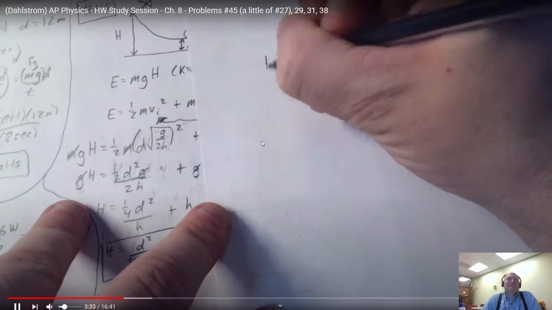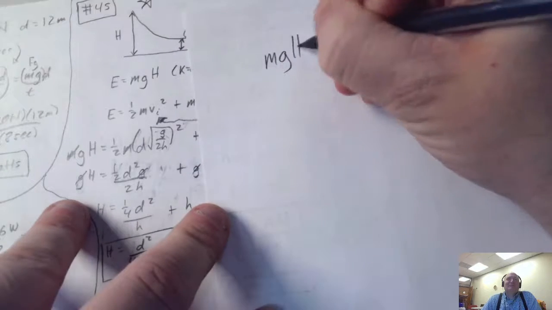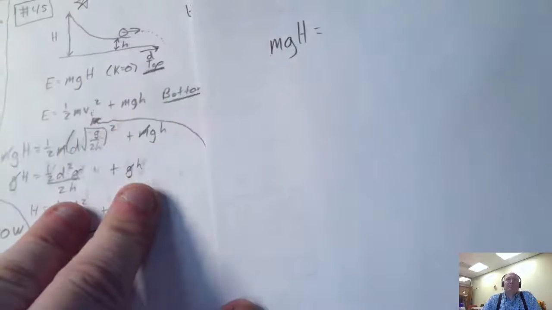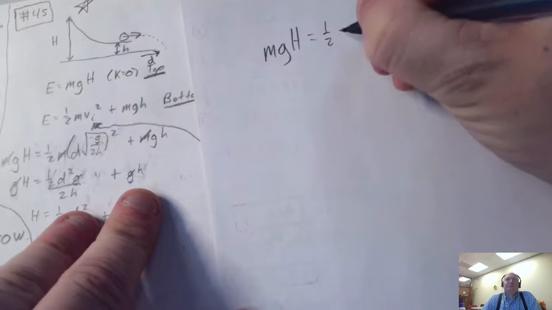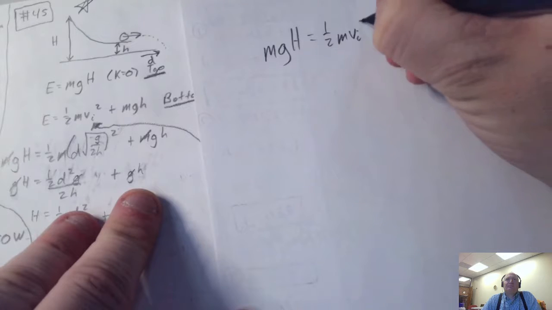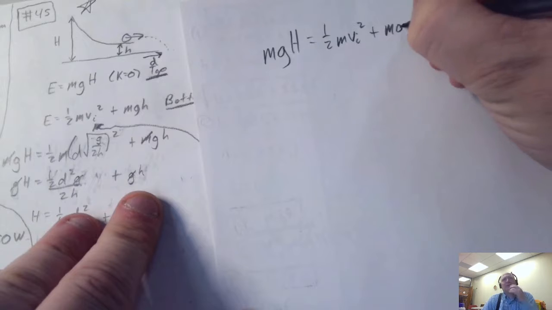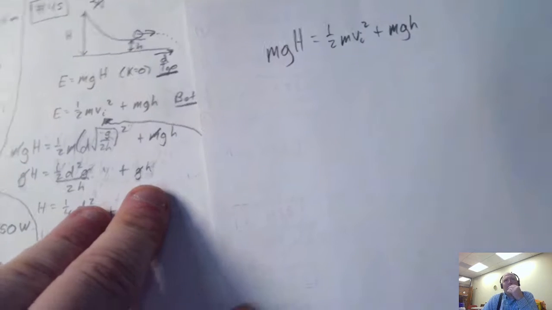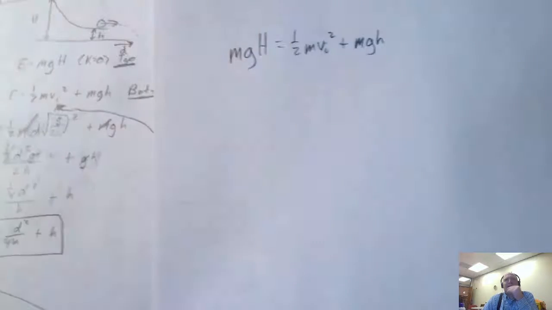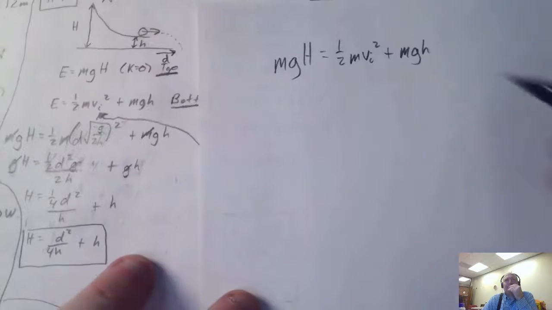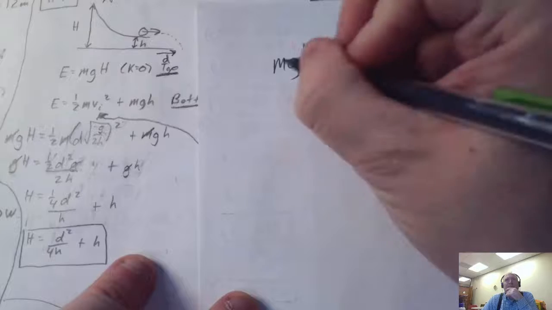There, mgh is equal to the total energy at the bottom, which is 1/2 m v initial squared when it's launched from the slide, plus the gravitational potential energy at lowercase h. Now we can only have an equation with d, big H, and little h. So here, mass cancels out.